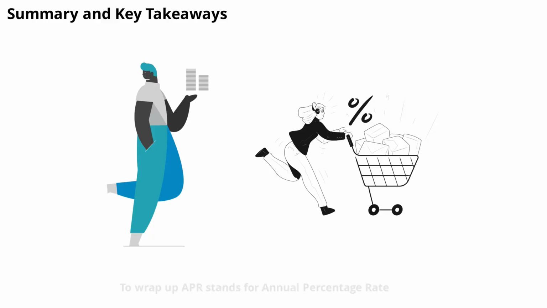To wrap up, APR stands for annual percentage rate and represents the yearly cost of borrowing, including interest and many fees. It's a powerful tool for comparing loans, credit cards, and other financial products. By understanding how APR is calculated and what it includes, you can make better financial decisions, avoid surprises, and save money over time.